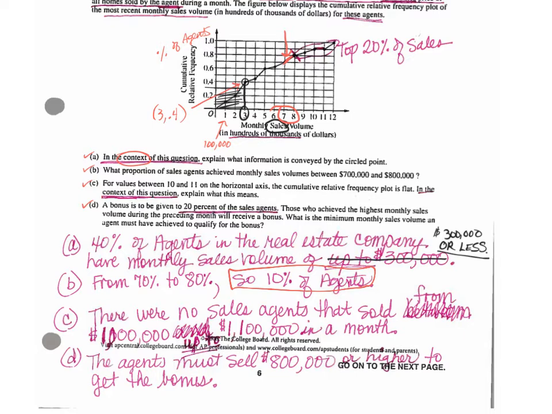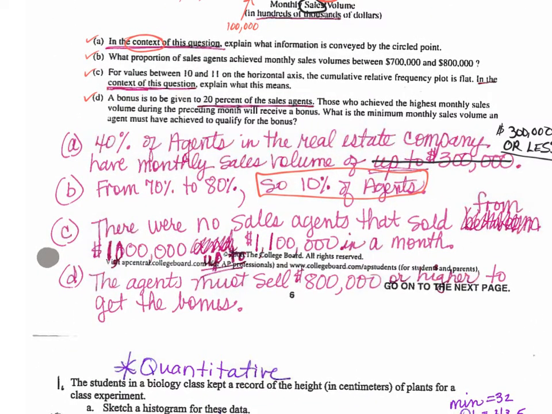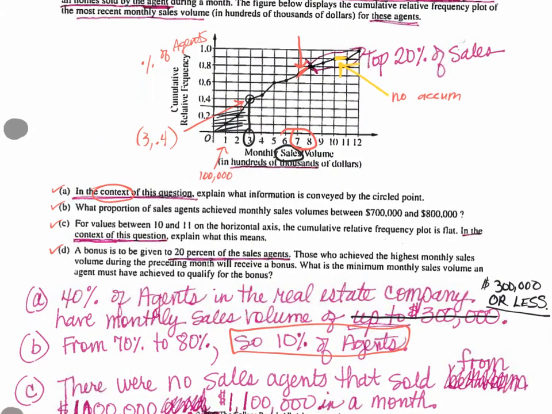Okay, part C. Notice that is about this section right here. They are very interested in this part that stayed flat. The part that stayed flat, since this is a cumulative frequency graph, what does that mean? Yeah, so there was no accumulation. So what I wrote, there were no sales agents that sold between $1 million and $1.1 million in that month because there's no accumulation.